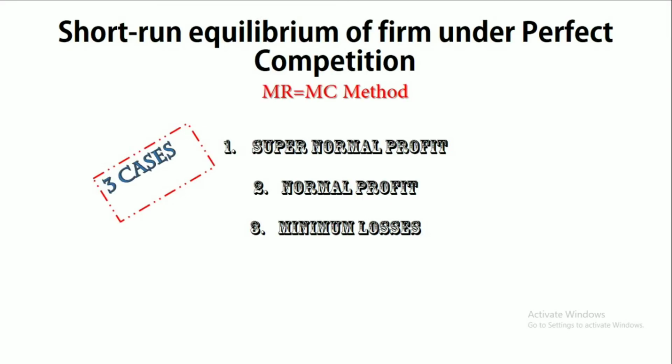Once again, the short run equilibrium of a firm under perfect competition can have three cases. One is supernormal profit, another is normal profit. In the third case of equilibrium, the firm can incur minimum losses.